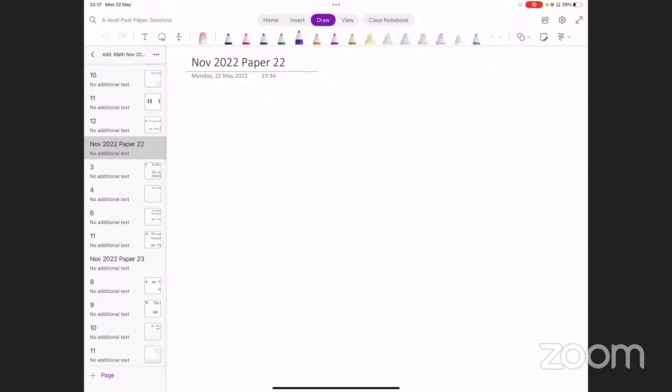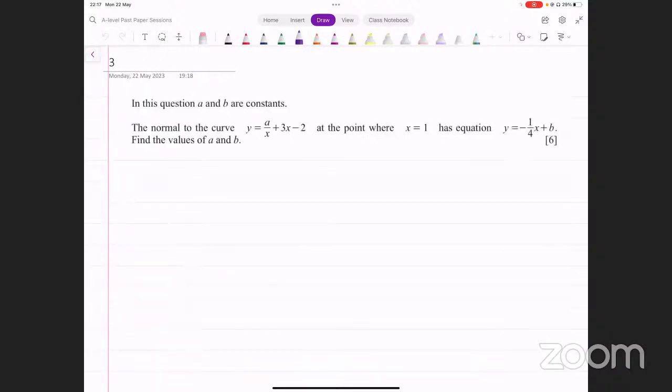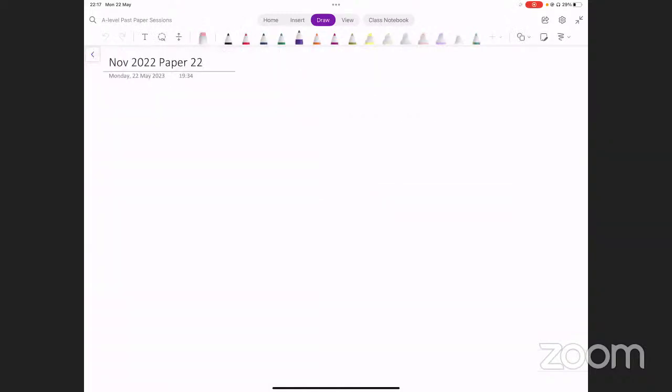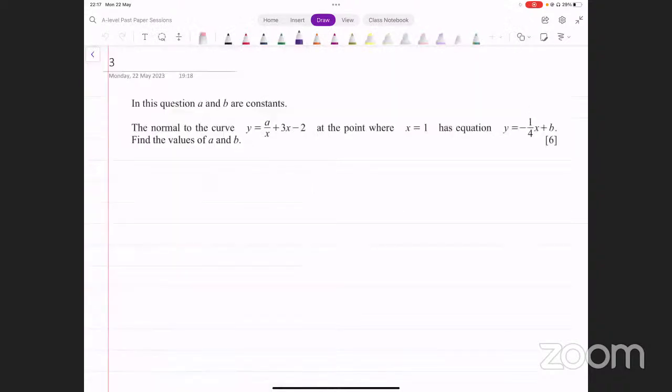Okay, so the plan for this particular session is that we will be doing the more difficult questions from some of the papers that you had in the November 2022 session. All right, so let's start with this. This is question number 3 from this paper. I'm starting from this one first of all. This is November 2022, paper 2, variant 2. Let's start with this one, question number 3.